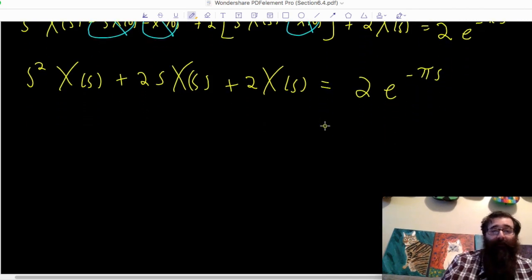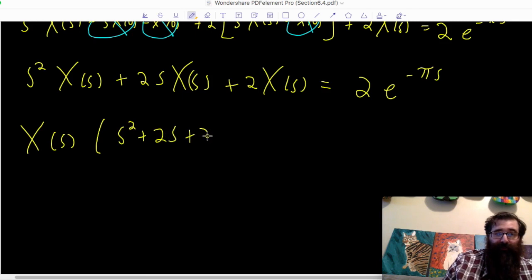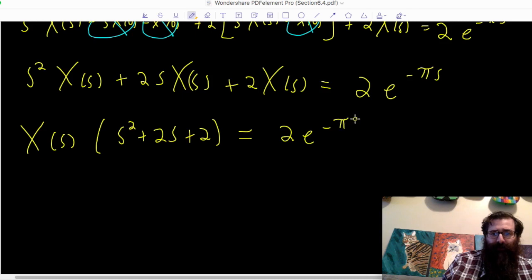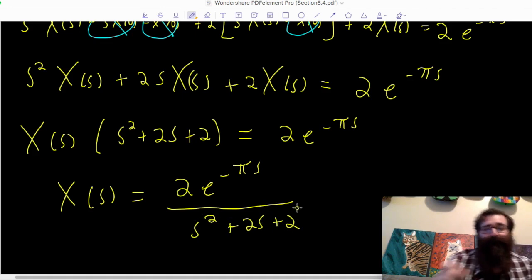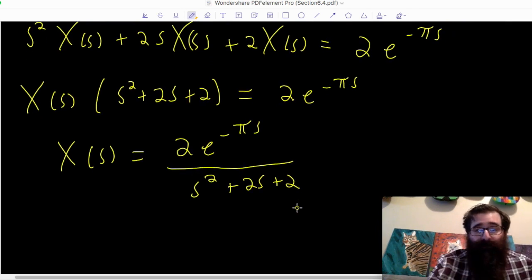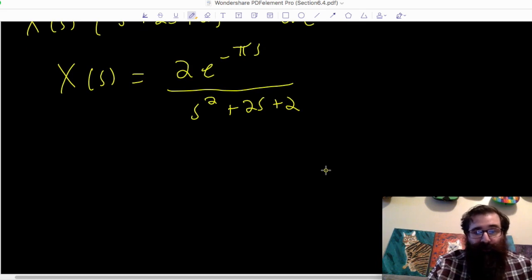And I want to solve for capital X of s, so I can factor it out on the left. I'm left with s squared plus 2s plus 2 in its wake, and equals 2e to the minus pi s. And then I can divide. So capital X of s is equal to 2e to the minus pi s divided by s squared plus 2s plus 2. And now I want to work with some Laplace inverse to try to map back to my function of t that would generate this function of s.